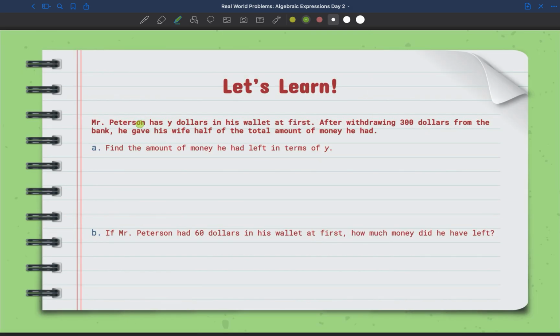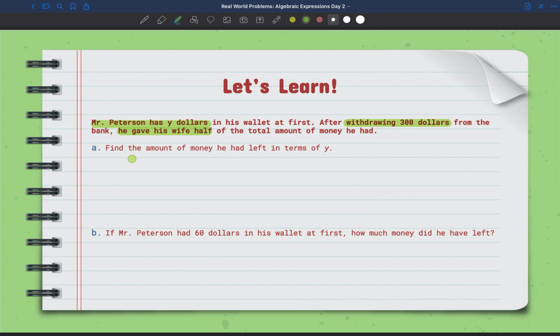Looking at number 2, it says Mr. Peterson had Y dollars in his wallet at first. After withdrawing $30 from the bank, he gave his wife half of the total amount that he had. So we got to highlight all the key details. We know Mr. Peterson started with Y dollars in his wallet, and then he withdrew $30 from his bank. But then he gave half of his money to his wife. So those are all of our key details that we need to highlight.